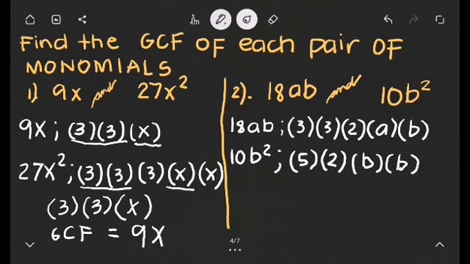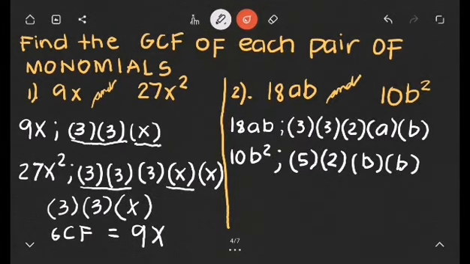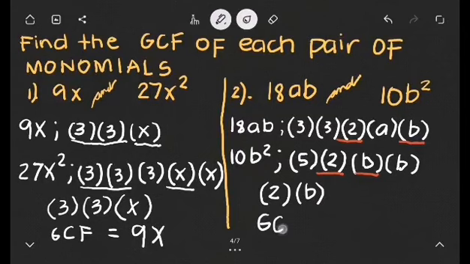So from the list of factors ng 18ab and 10b squared, identify natin kung ano yung magkaparehas. Ang meron sila na greatest common factor ay 2 and then isang b. So kapag isinulat natin yon, we have product of 2 and product of B. So meaning to say, ang GCF ng 18AB at ng 10B squared ay 2B.